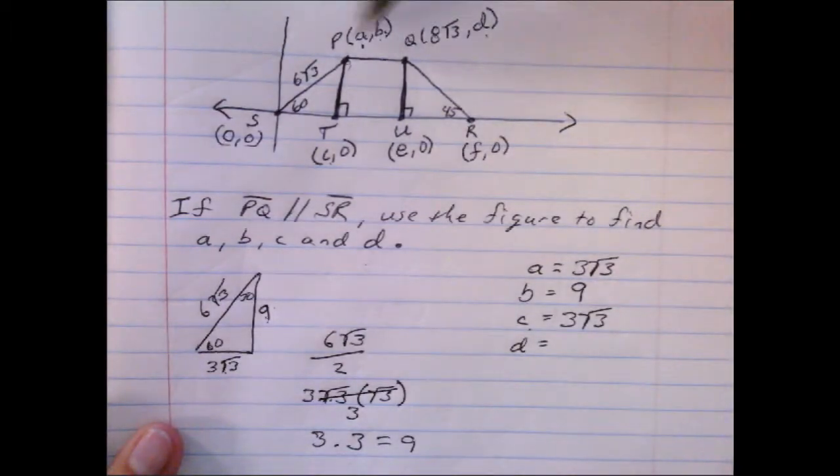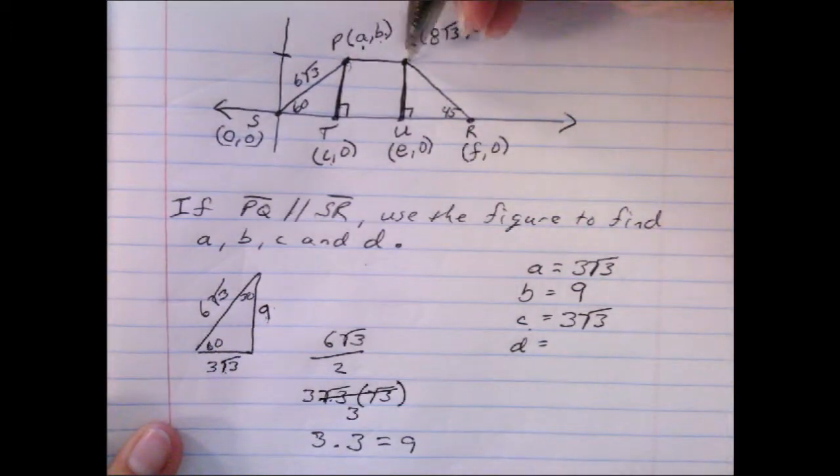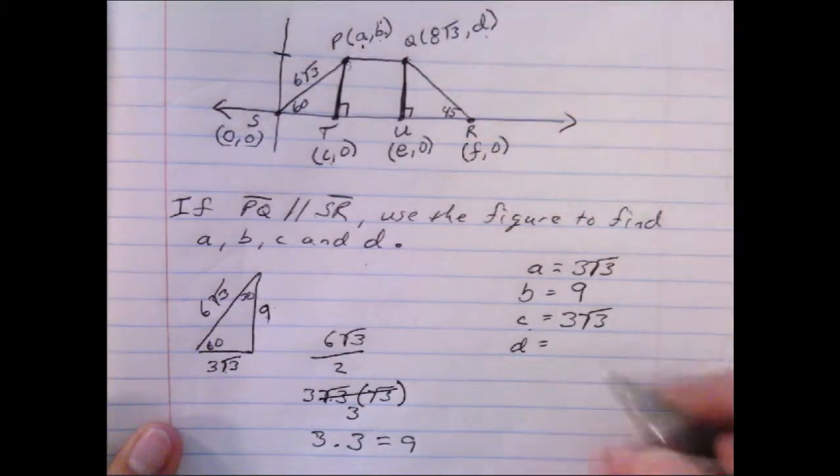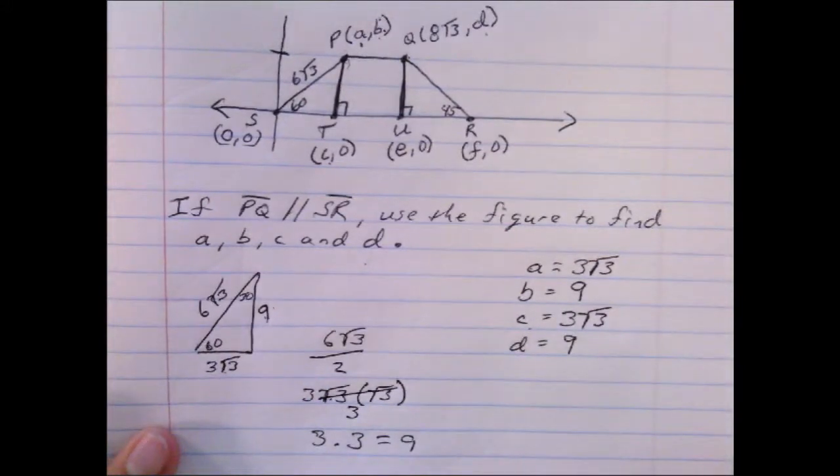Now we're going to be moving over. This tells us that we came over to 8 square root of 3. So what is my y value? How high up here on my y is Q? Well, they're straight across from each other, so that means it should be the same as B. So it should also be 9.